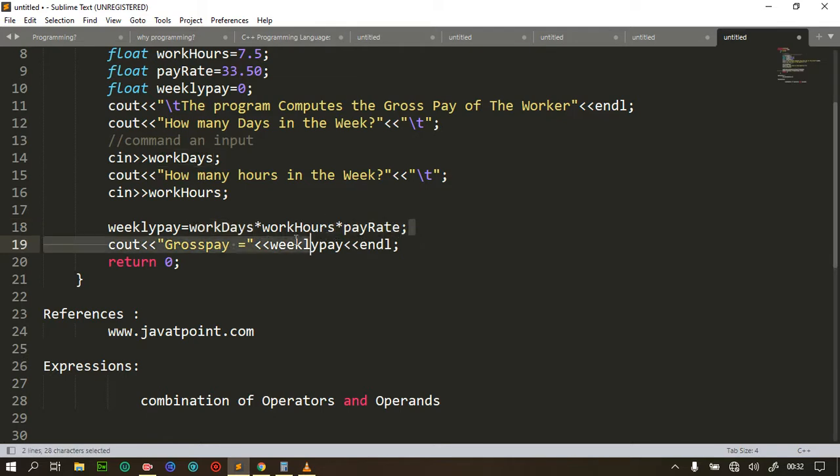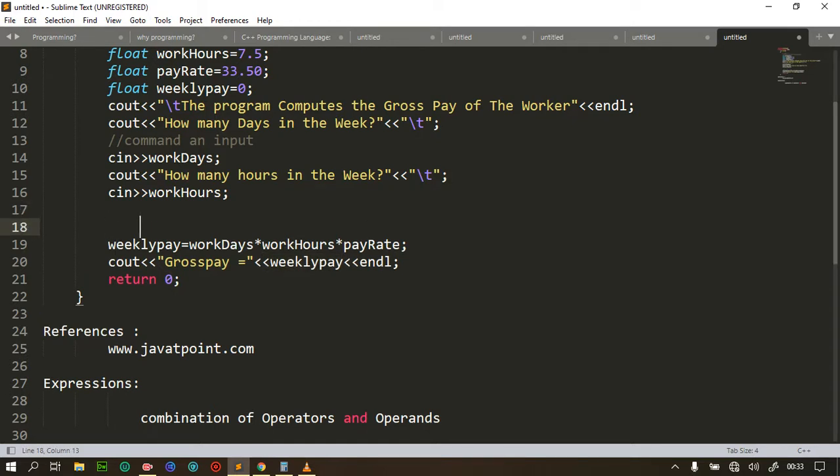For example, we have a computation at line 18 in our program. We have work days times work hours times pay rate, and that yields a value. Which value is going to be yielded? A value that we gave the name weekly pay. So line 18 is termed an expression. Without delay, we can comment and say that is called an expression.